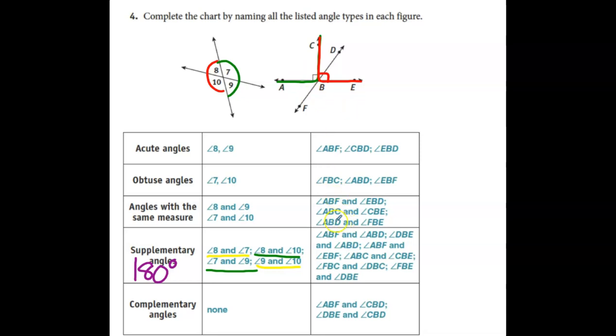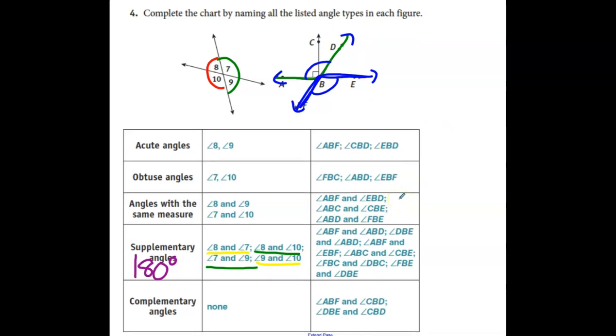And then last but not least, they have ABD listed. So ABD is here in green, and then FBE. So these two angles are both of our obtuse angles, and so they're also going to have the same measurement. Okay. So again, there are multiple answers for this, and so if you want me to check your answer, please let me know.